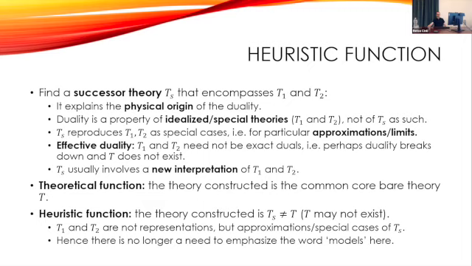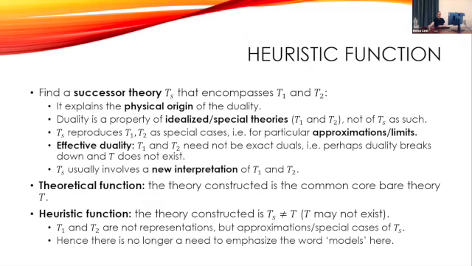So TS reproduces T1 and T2 as special cases or particular approximations, limits, and if there is an effective duality, then T1 and T2 need not be exact duals. So perhaps duality breaks down, and the common core theory does not even exist. So TS usually involves also a new interpretation of T1 and T2.